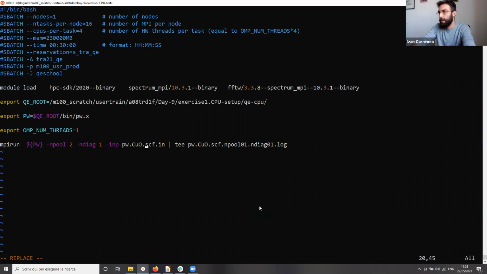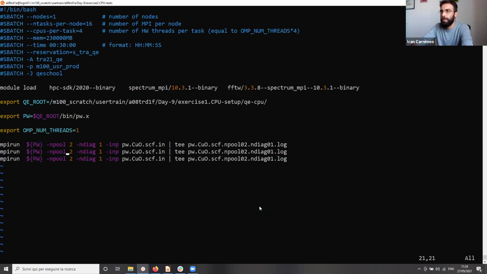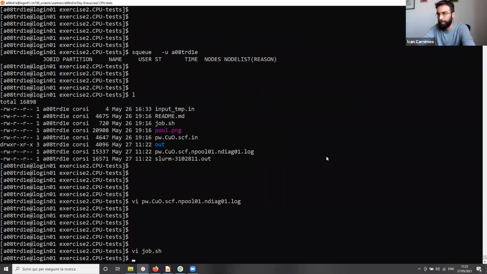And I also change the output file accordingly. And then I can also use the same job script to run npool 4 and npool 8. Save this job. So npool 2, npool 1 we have already done. Now we have npool 2, npool 4, npool 8. We can put these commands in one job script, write and quit, and again we batch the job script.